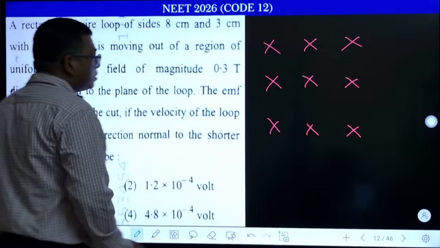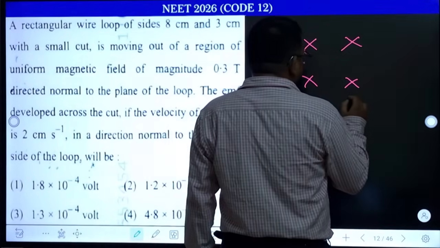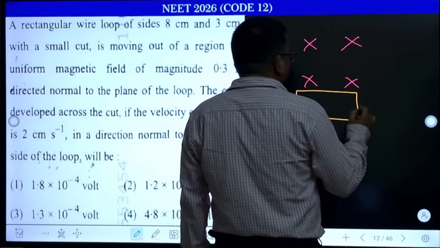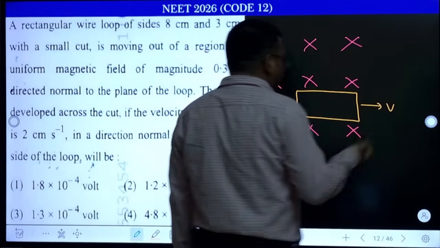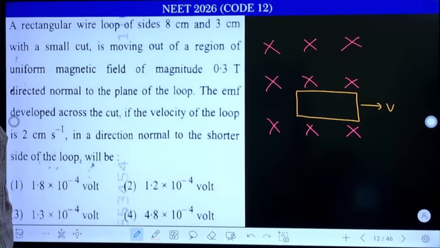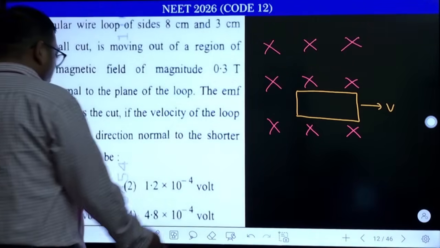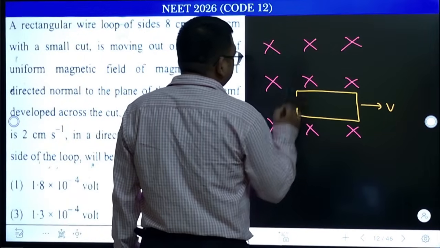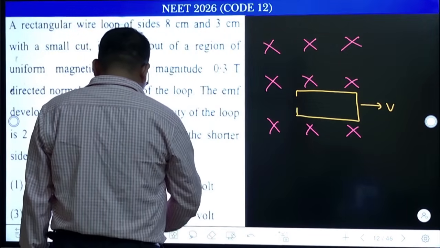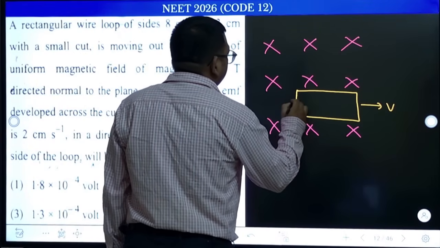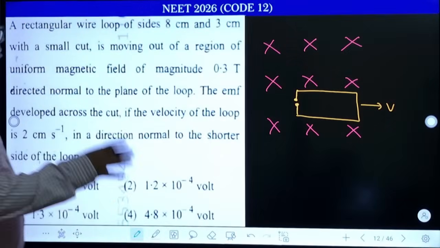Shorter side means what? Suppose I consider this as the shorter side and this is the longer side. This is how the loop is going, but there is a cut. Where is the cut? They have mentioned moving out of a region with a small cut, but anywhere the cut is, they have not mentioned. Let us say the cut is present here somewhere. Somewhere a small cut is there. I am putting it like this. You are moving it like this.